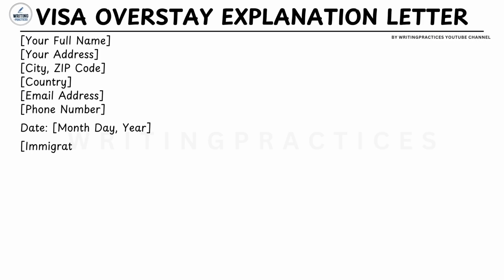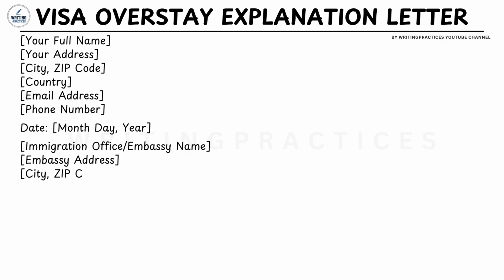Recipient's details. Now, we address the letter to the appropriate immigration office or embassy. This section includes the name of the immigration office or embassy, their complete address, the city and country of the office. For example, U.S. Citizenship and Immigration Services, or USCIS, 75 Lower Simcoe Street, Toronto, Ontario, M5J 3A6, Canada. This ensures that your letter reaches the correct department that handles visa-related concerns.